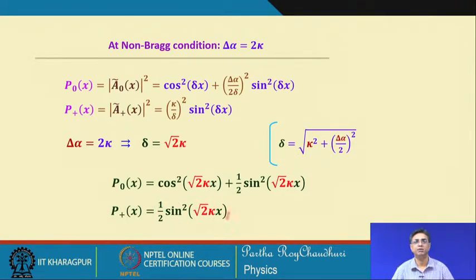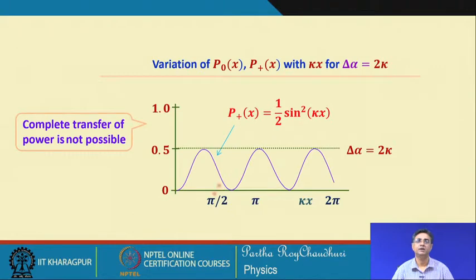So, the maximum value of this can assume 1. Therefore, this is sine square, so the maximum value is 1. So, you can get a maximum of 50% power here.